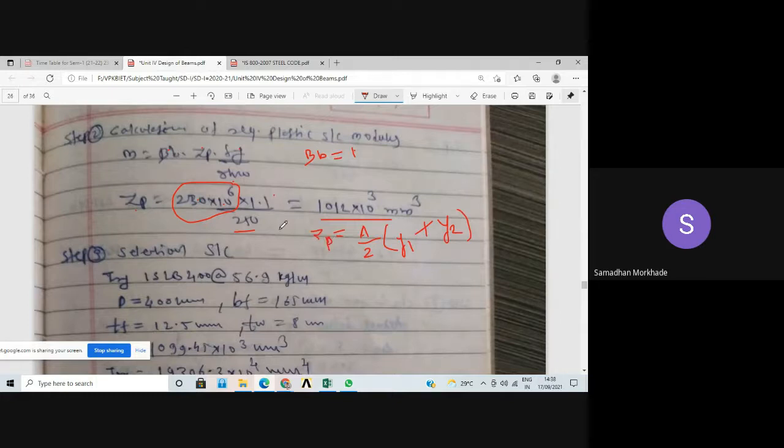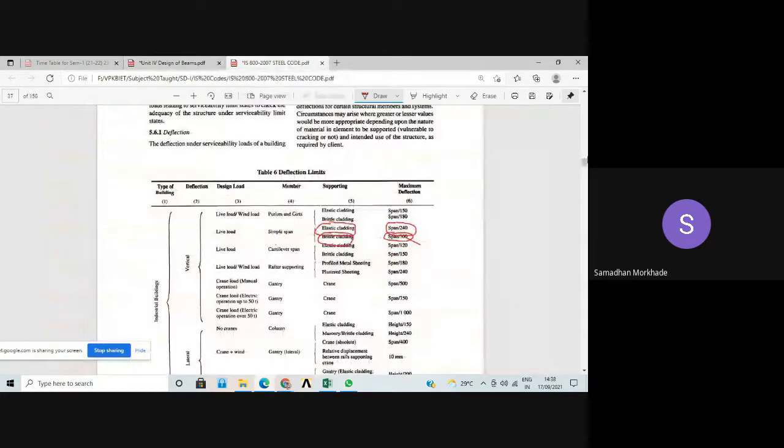Now Zp required we have calculated. Based on this Zp required, we have to select the section. How to select the section? Zp values are not given in the steel table. They are given in the IS code, on page number 138. On page number 138, I will show you.